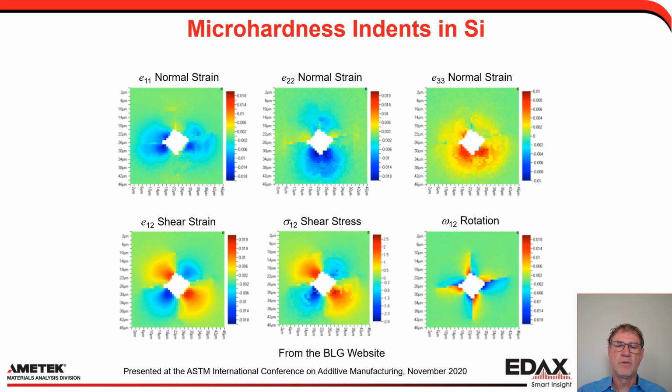So here's an example from the BLG website, who do the cross-correlation work, and as well as others. But here's just an example showing you can measure the normal strains, the shear strains, as well as the plastic rotation, which we'd already talked about.